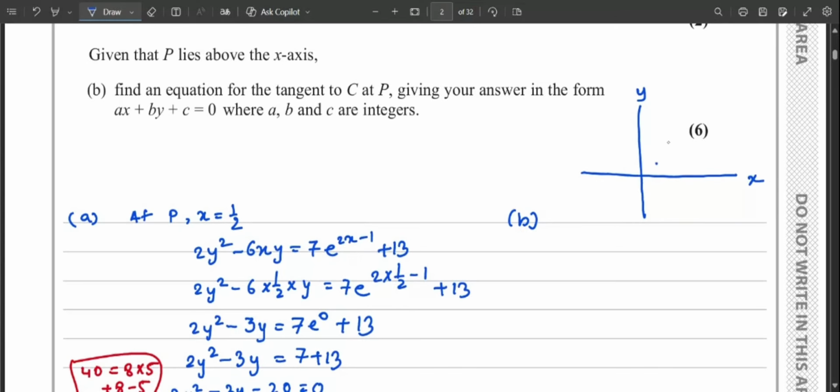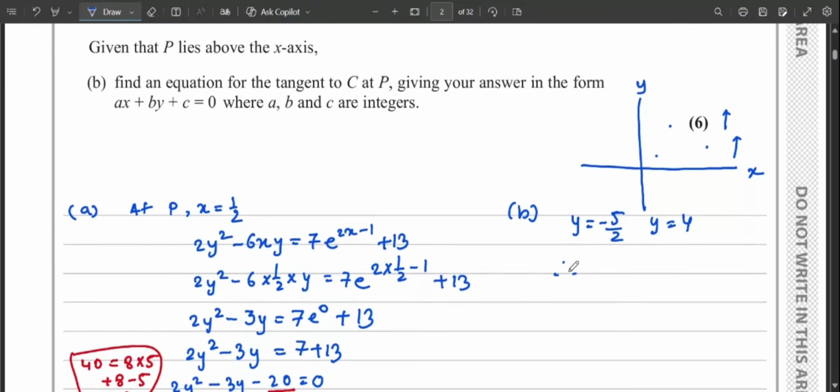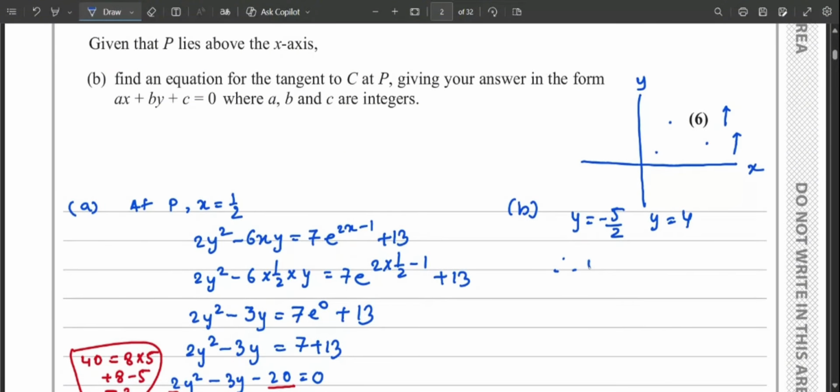Now, if there is a point that lies above the x-axis, it must have a y-coordinate that is positive. From our previous part, we can see that there were two possible values for the y-coordinate of P. One was minus 5 by 2, another was 4. So we can see from this that the only possible y-coordinate of P has to be y equals 4.